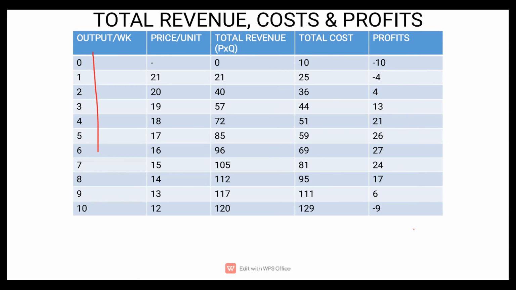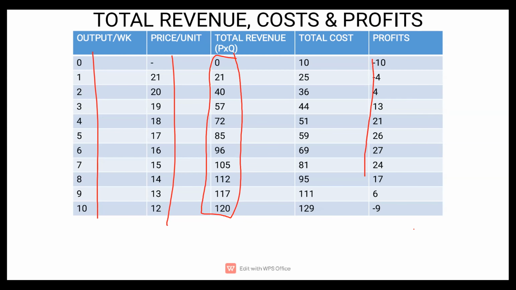Now, we have another table. We have output here. We have price, okay? Imagine there was no total revenue. There is also total cost. Then there is profit. Imagine also there was no profit, so that you learn something. I want you to learn something here. Then they say, can you fill in the schedule? Find the schedule for total revenue.